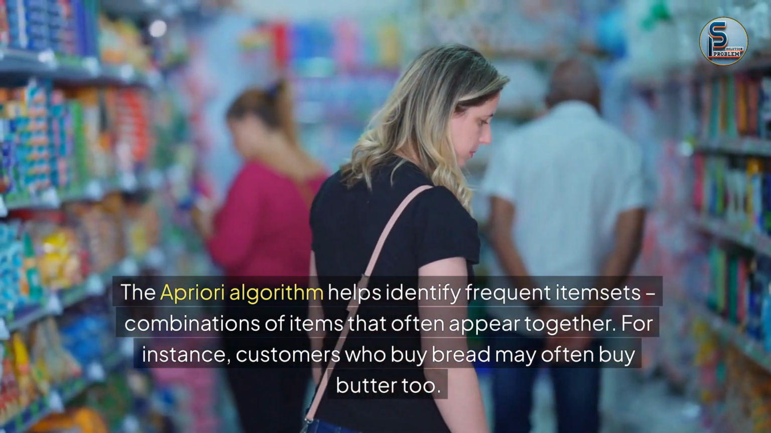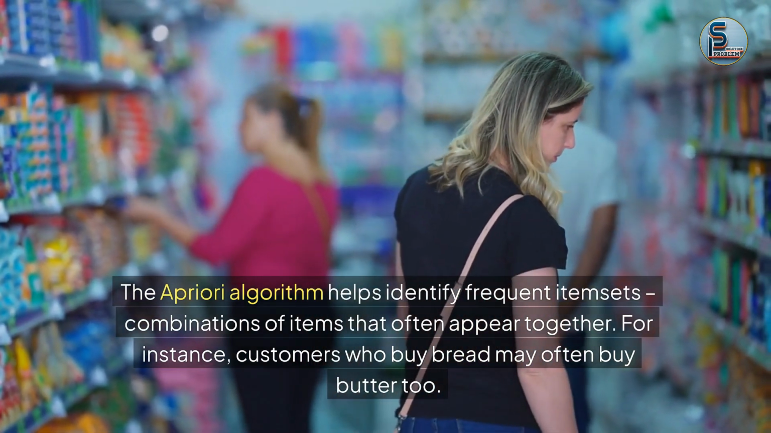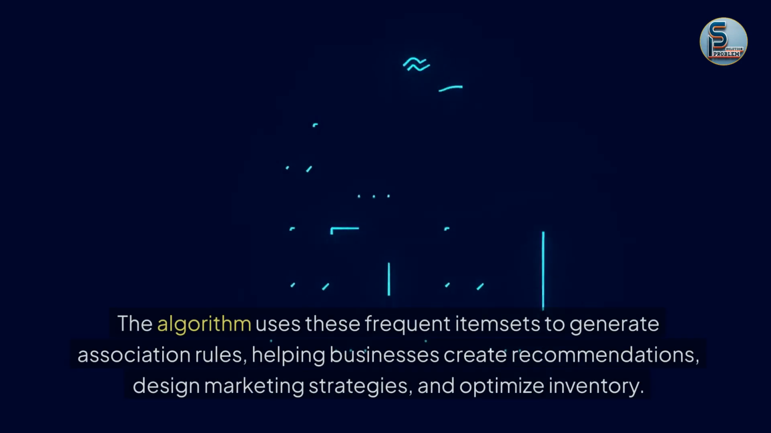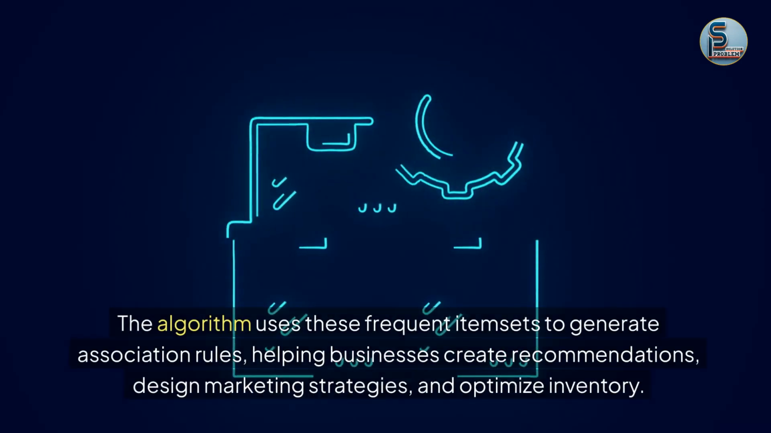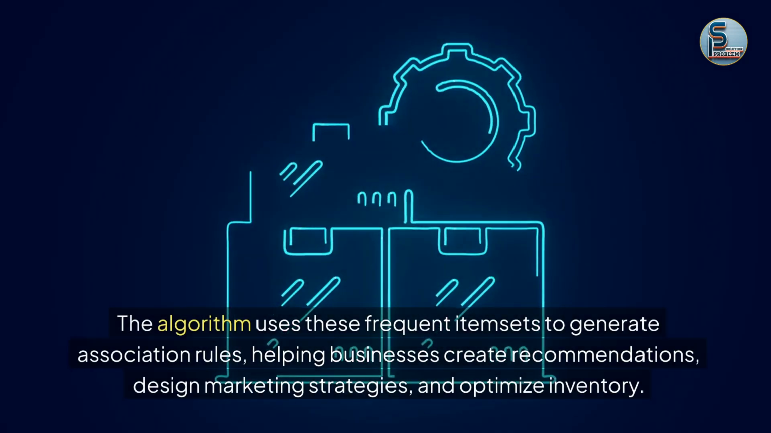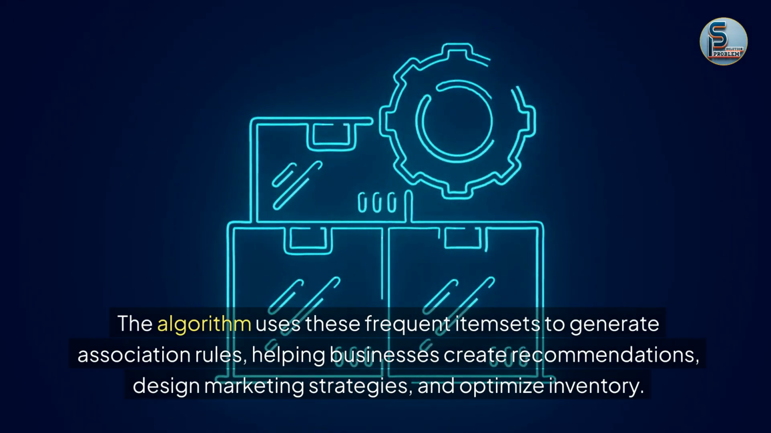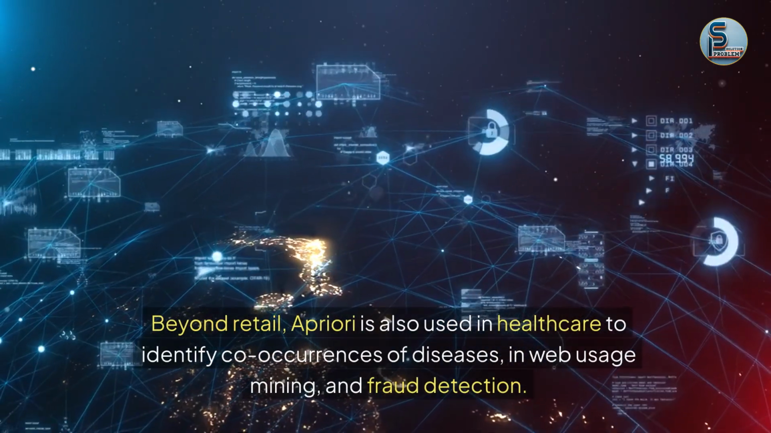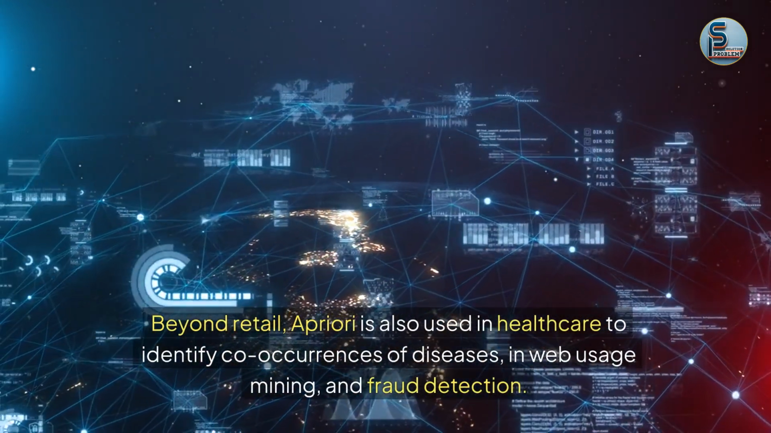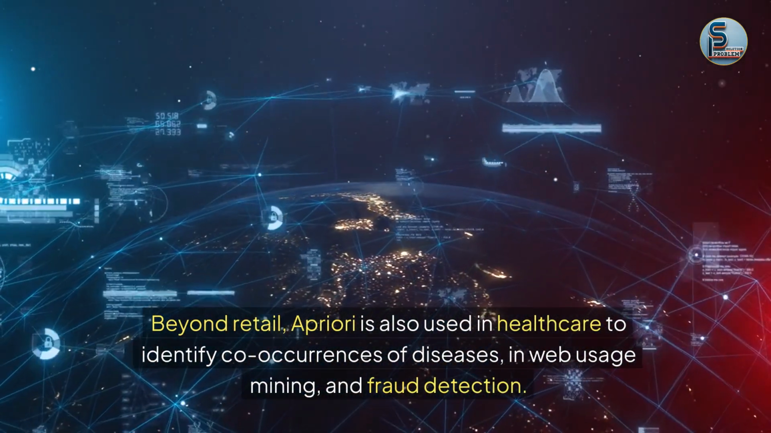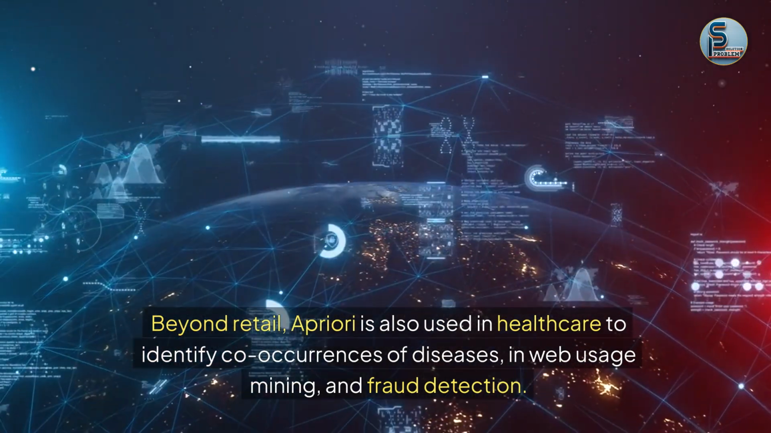For instance, customers who buy bread may often buy butter too. The algorithm uses these frequent item sets to generate association rules, helping businesses create recommendations, design marketing strategies, and optimize inventory. Beyond retail, Apriori is also used in healthcare to identify co-occurrences of diseases, in web usage mining, and fraud detection.